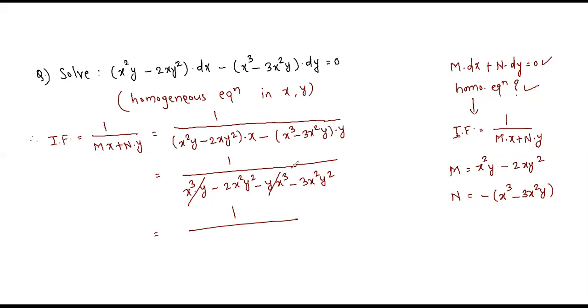Sorry, this will be minus minus plus, right? Okay. So 3x square y square minus 2x square y square. So 1 upon x square y square will be your integrating factor. Okay. Now, once you have found the integrating factor, what is the next step? You have to multiply each term with the integrating factor.